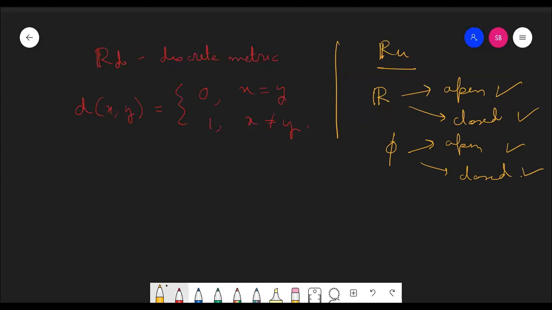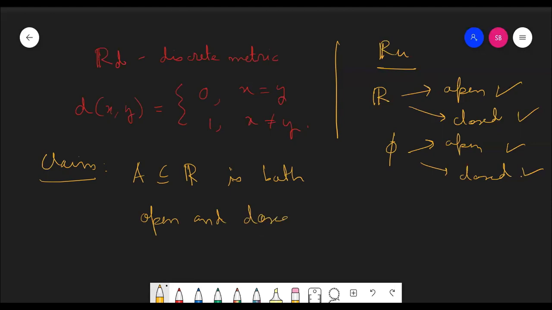Okay, so let's just see this discrete metric on R. It is actually interesting. I will claim that if you take any subset of R, now that we are working with the discrete metric on R, any subset of R will actually be both open and closed. And why is it so? Just think about it.